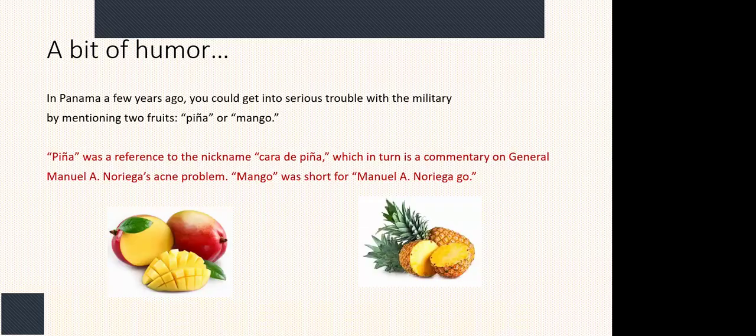So for me, for example, I knew that mango was, I didn't know about that. So it's interesting. But piña, yes, this nickname was very common here in Panama. But I think I need to make it explicit, so the reader can understand the meaning of the word in the Panamanian context.